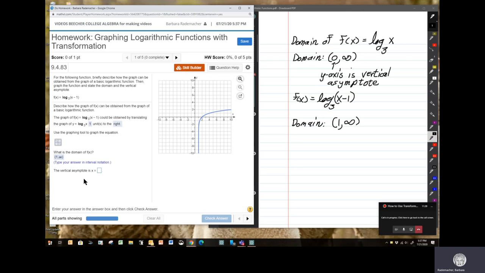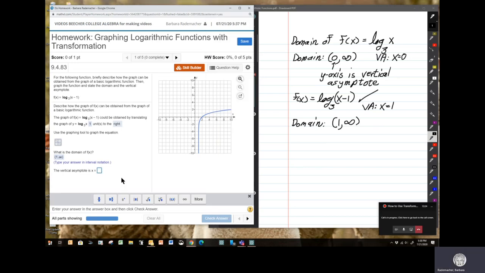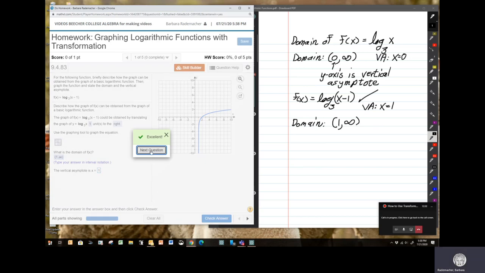Now, the vertical asymptote would be the line. Let's go back here. If we were working with this basic function, the vertical asymptote, the VA, would be the line x equals 0, which is the y-axis. But it's not. We're dealing with this function right here. So the VA, the vertical asymptote, is going to be one unit to the right, x equals 1. That's what I'm going to type. They've already got the x equals here. So I'm just going to type 1 and then check my answer. Yay, yay me. Let's go to the next question.